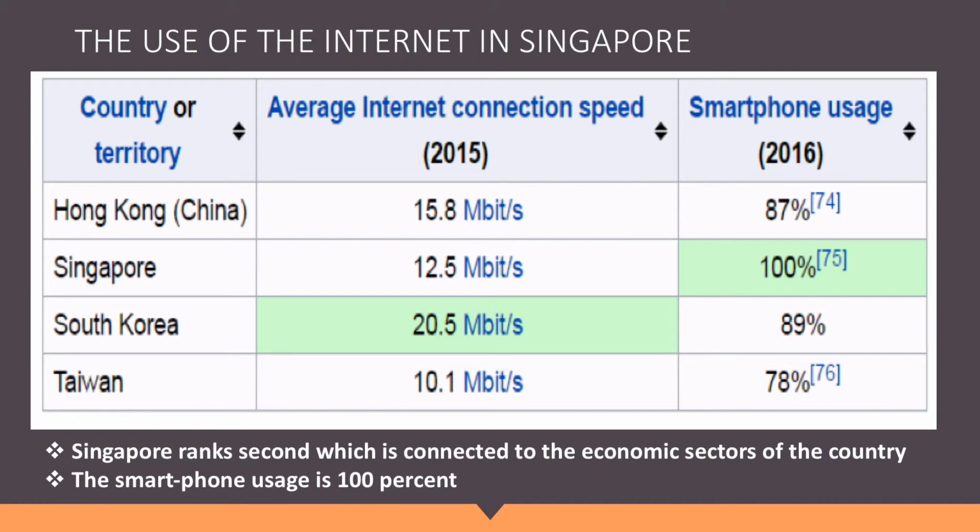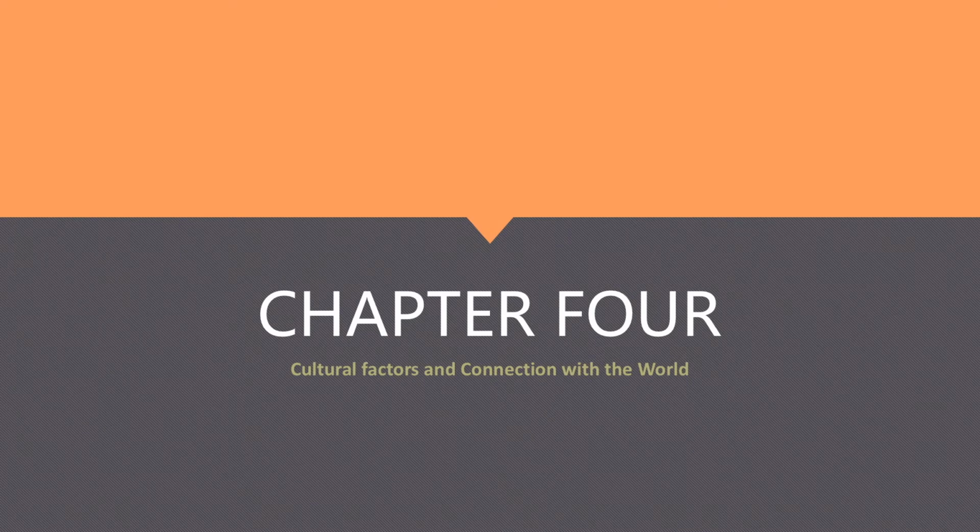Different from the software in Hong Kong and South Korea, the main industry is hardware manufacturing and high-tech field, while the smartphone usage is 100%, much higher than the rest of the 3 tigers. This is also connected to the technology, and the World Economic Forum Global Technology Report placed Singapore as the most tech-ready nation in 2015. Chapter 4: Culture Factor and Connection with the World.